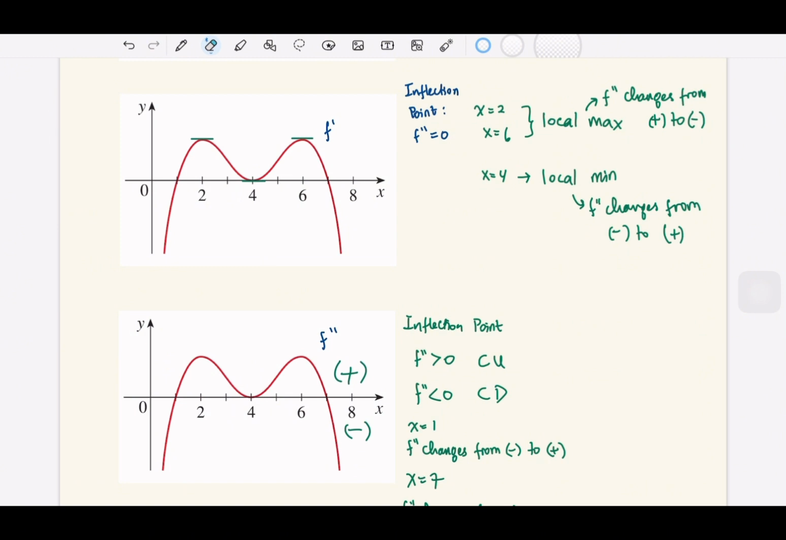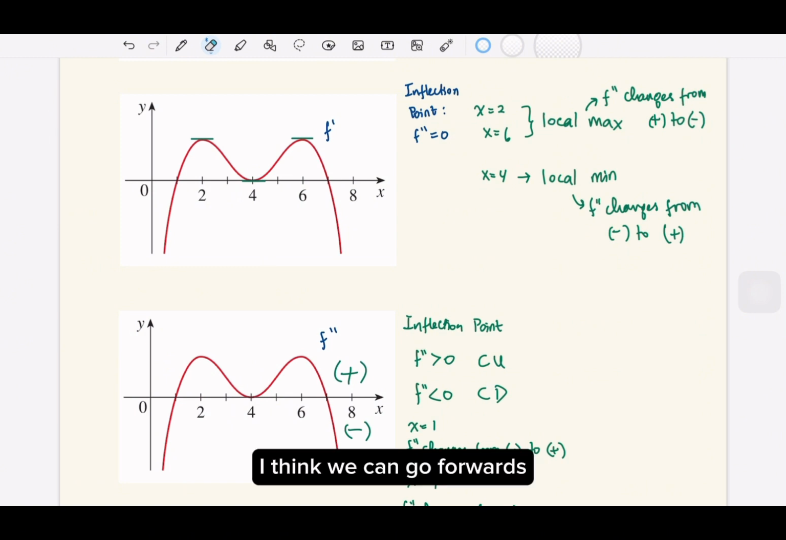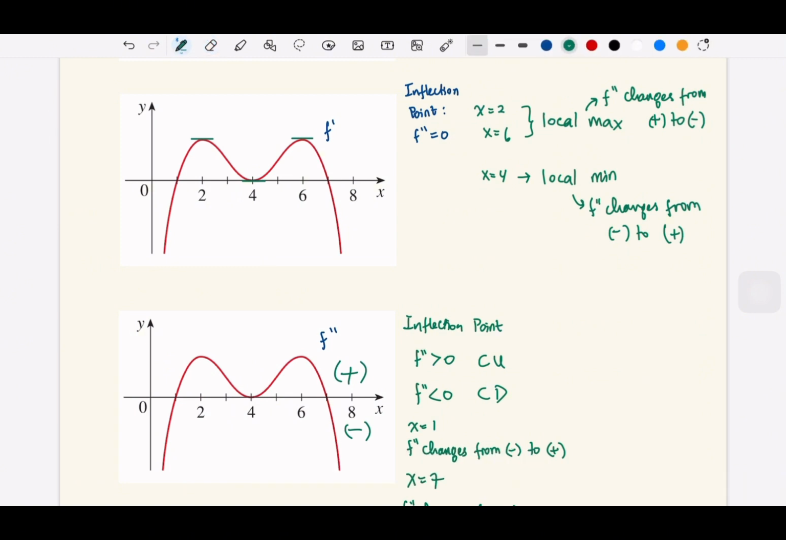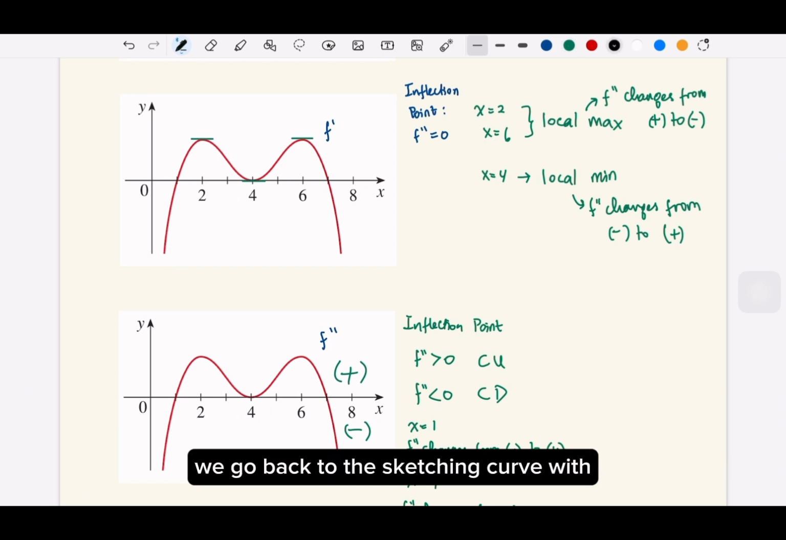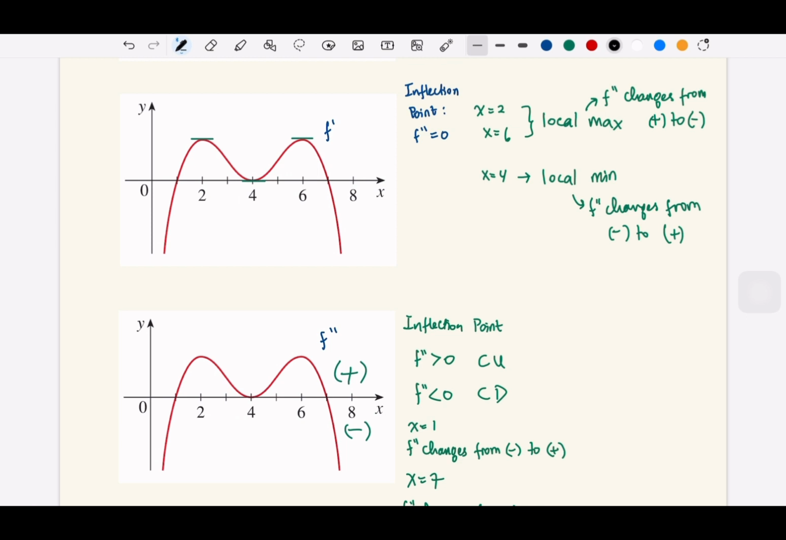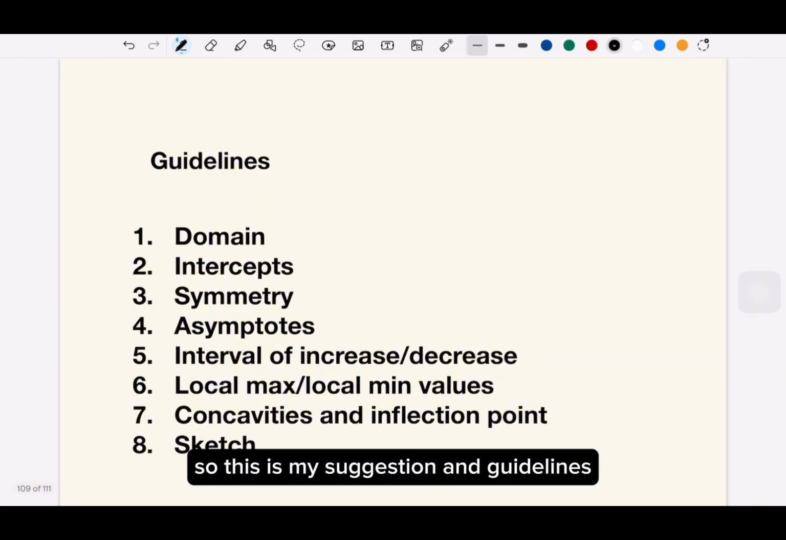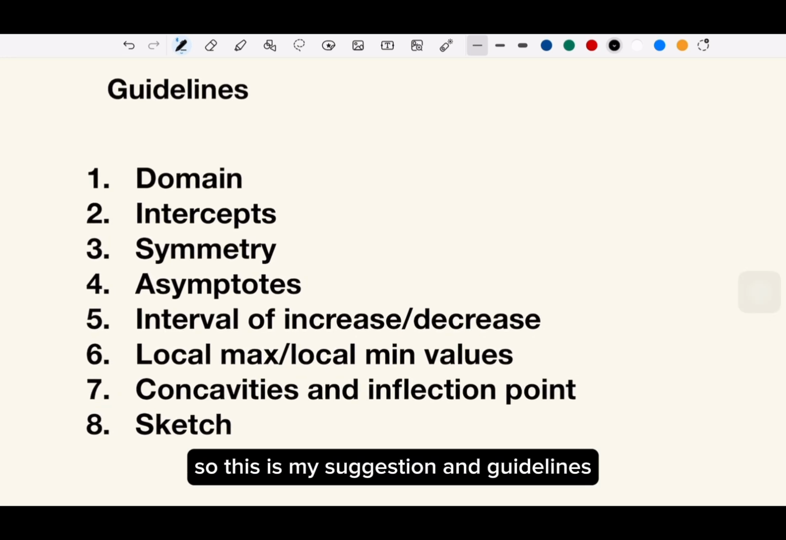Okay. I think we can go forwards. We go back to the sketching curve, but we are going to get into more details, okay? So this is my suggestion and guidelines.